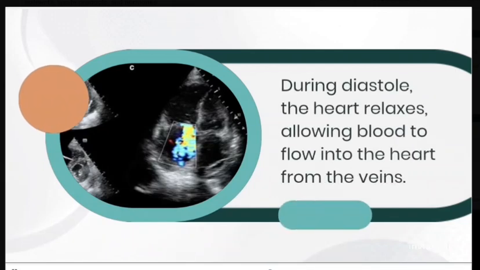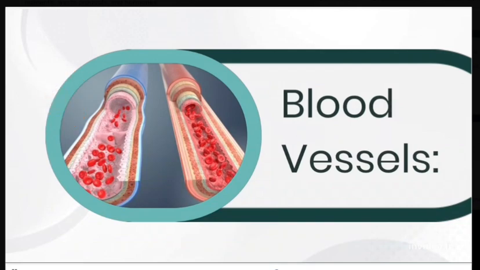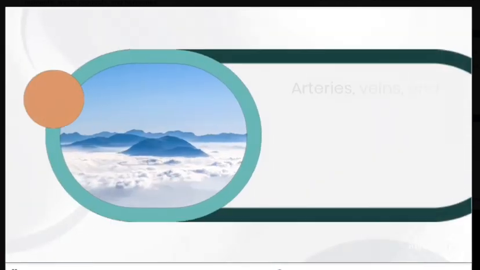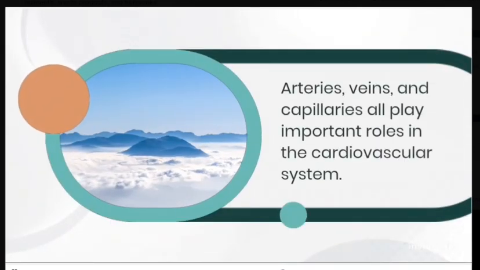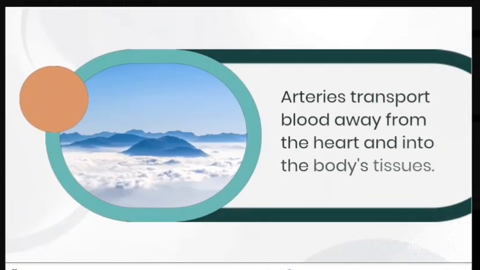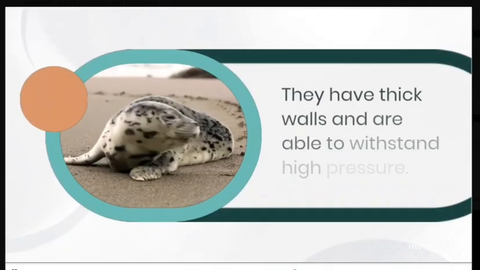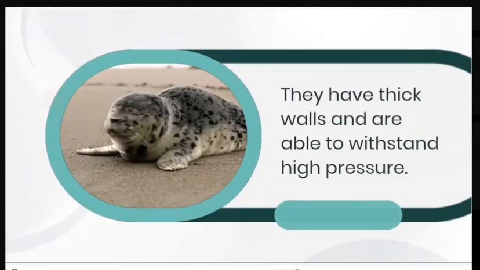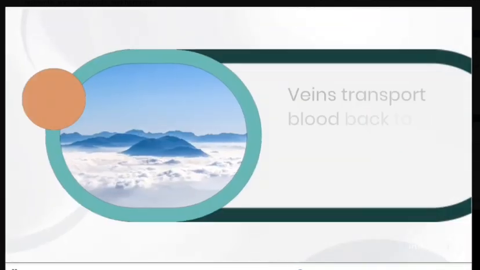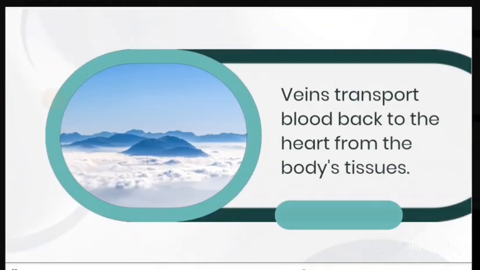Blood vessels. Arteries, veins, and capillaries all play important roles in the cardiovascular system. Arteries transport blood away from the heart and into the body's tissues. They have thick walls and are able to withstand high pressure. Veins transport blood back to the heart from the body's tissues. They have thinner walls and are able to stretch to accommodate larger volumes of blood.